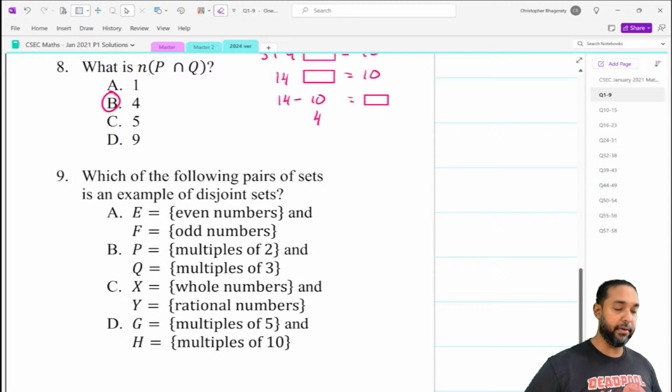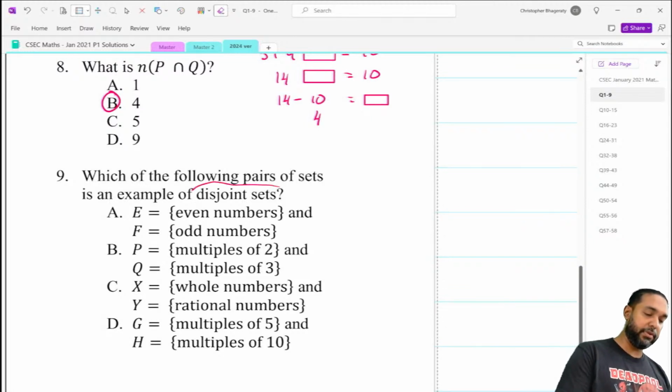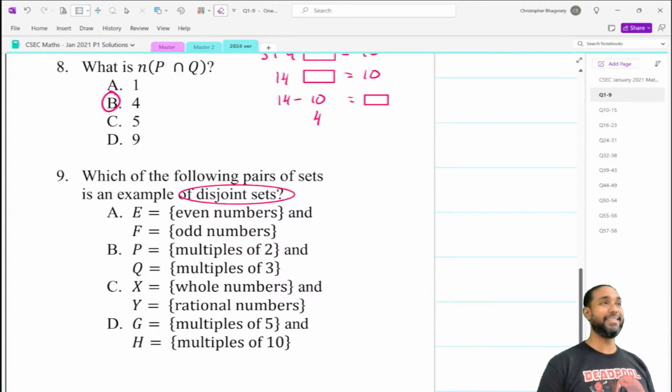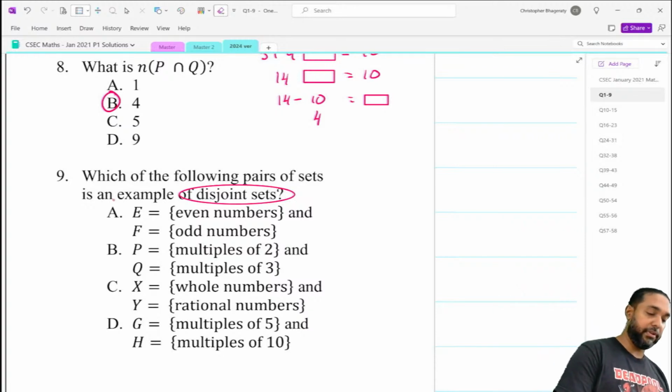Right. Which of the following pairs of sets is an example of disjoint sets? So we saw disjoint sets on the previous paper. Those are sets that have no common elements. So we said that even and odd numbers have no common elements. They are what we call complementary sets, for the set of whole numbers.